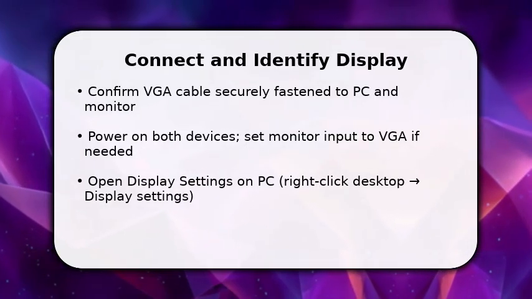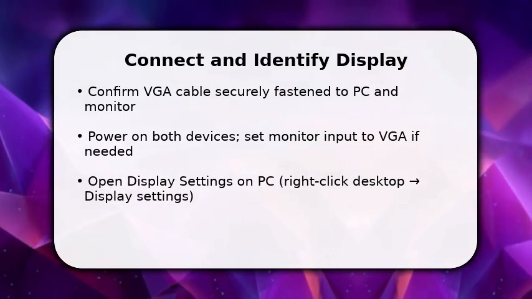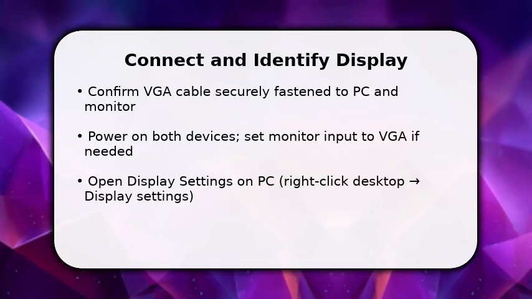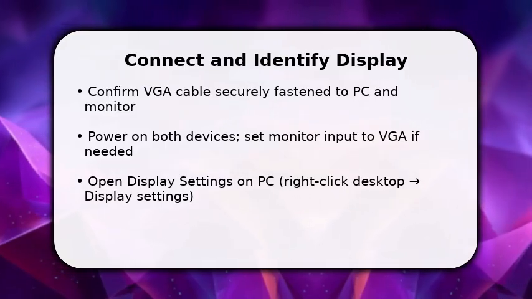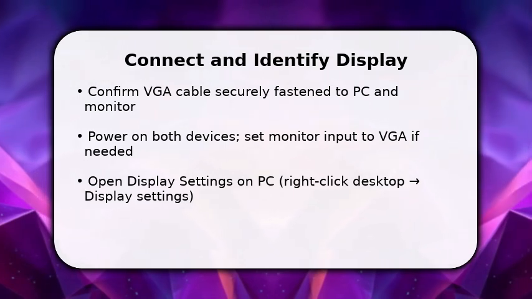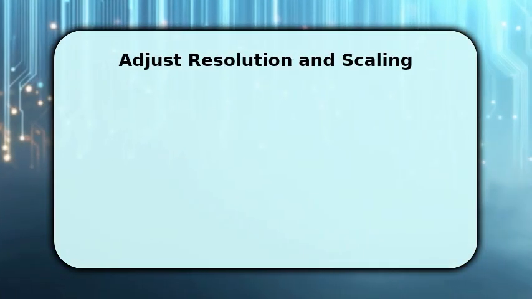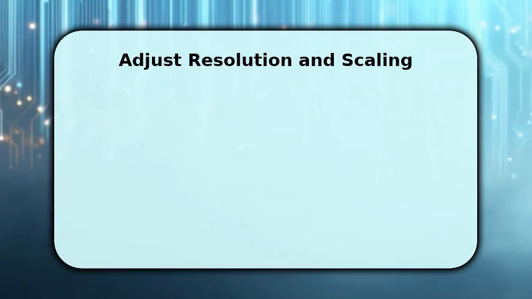Make sure to detect displays if the monitor isn't listed, because VGA sometimes fails to auto-negotiate. Now that you see both screens, keep display settings open to change resolution and layout in the next step. You select the VGA display tile and pick the recommended resolution or one close to the monitor's native value.